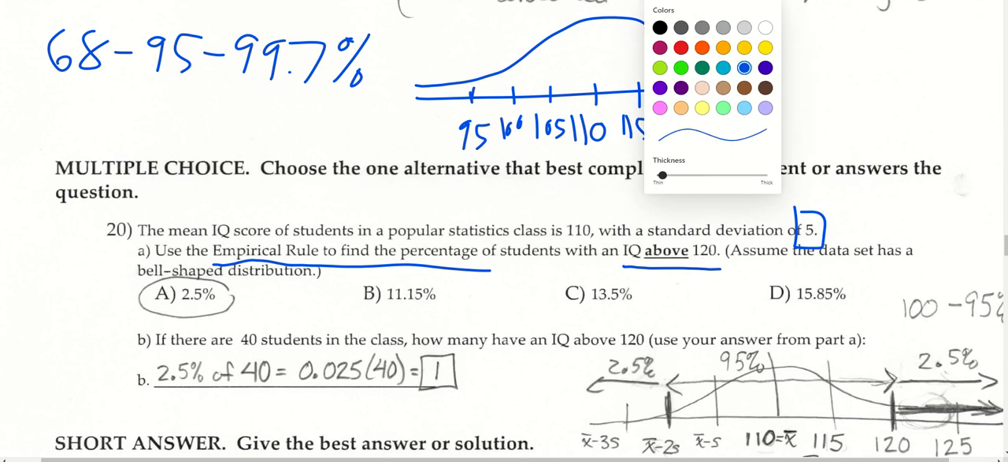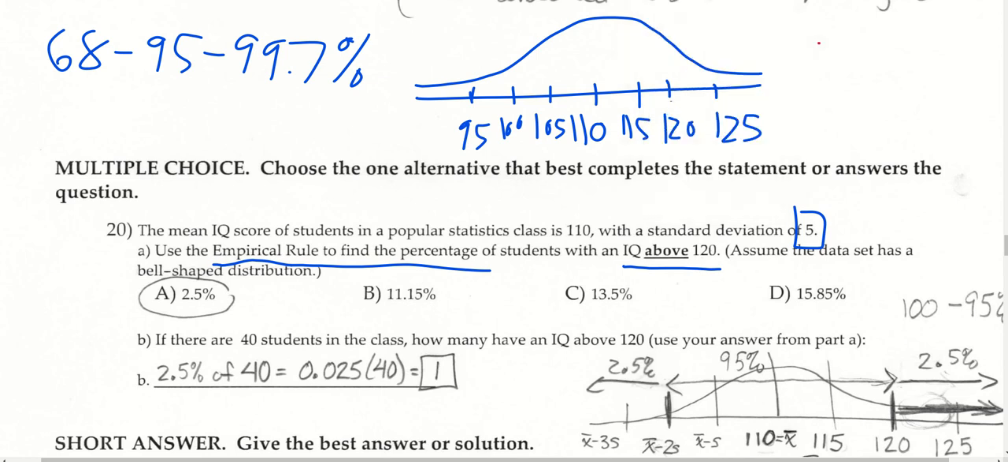Let's be very specific, though, about what this question is asking. They want to know the percentage of students' IQs that are above 120. Here's 120, and above would be like this. Okay. Keep in mind, again, with the empirical rule, the 68, 95, 99.7 always refer to symmetric intervals about the mean. 1 standard deviation, 2 standard deviations, and 3 standard deviations.